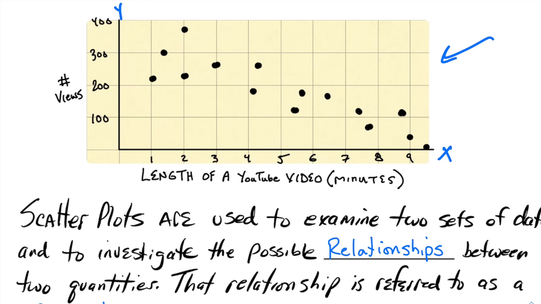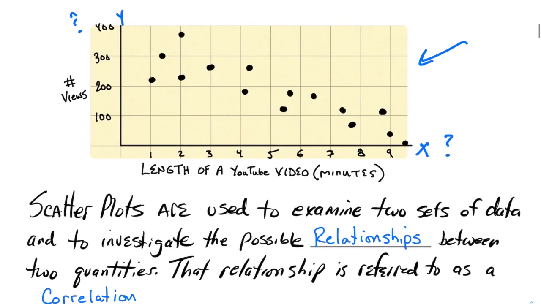Or you sometimes have the thing that you're looking at, and then the thing that might be dependent upon that thing you're looking at. In this case, the length of a YouTube video and how many views it gets. So scatter plots are used to examine two different sets of data, in this case, length of a video and the number of views, and to investigate the possible relationship between those two quantities. There might be a relationship between these and there might not be. If there's a relationship, that relationship is referred to as a correlation.